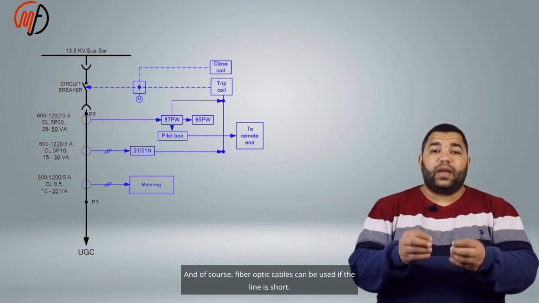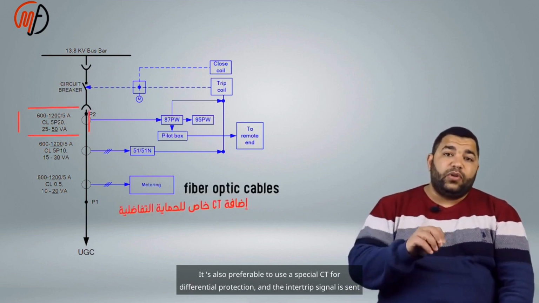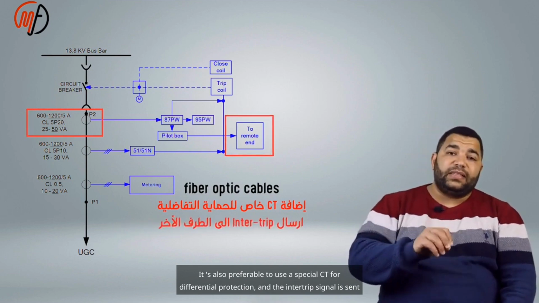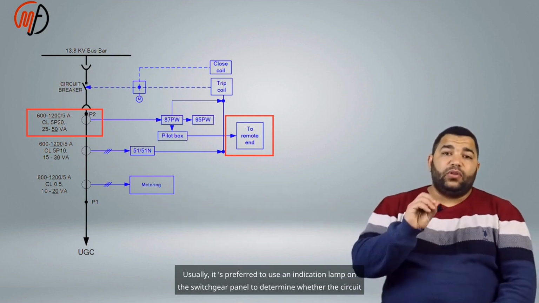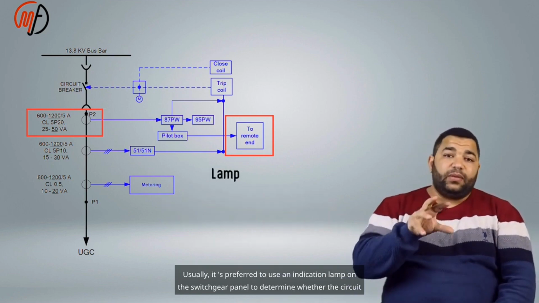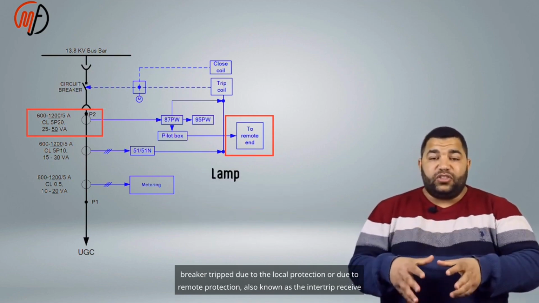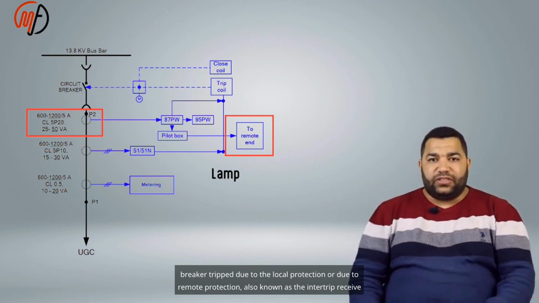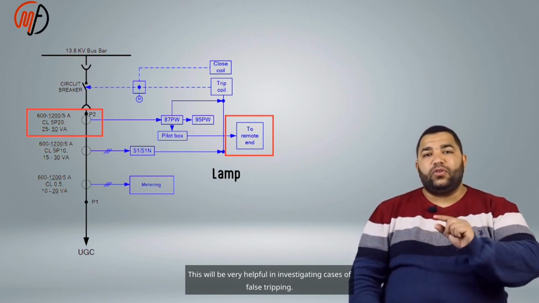And of course, fiber optic cables can be used if the line is short. It's also preferable to use a special CT for differential protection, and the intertrip signal is sent between both ends using communication. Usually, it's preferred to use an indication lamp on the switchgear panel to determine whether the circuit breaker tripped due to the local protection or due to remote protection, also known as the intertrip receive signal. This will be very helpful in investigating cases of false tripping.